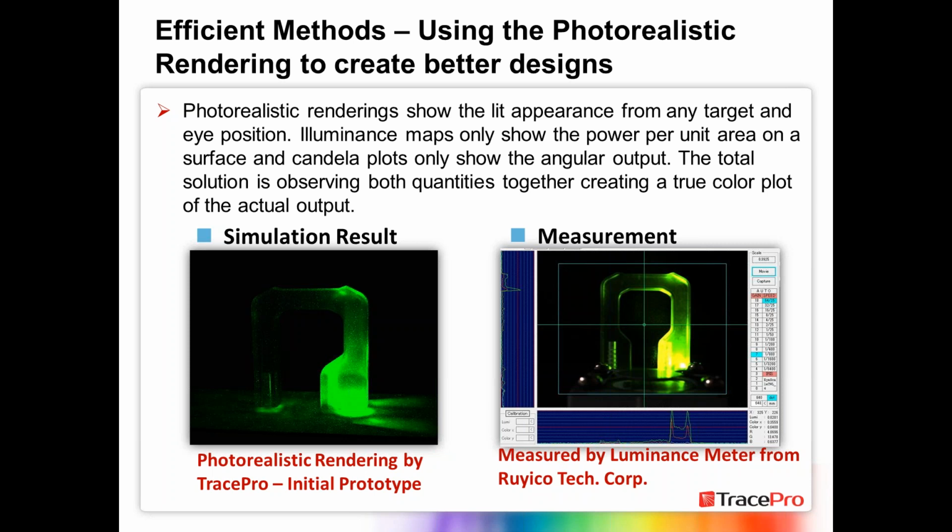There it is using a Ryoko luminance meter, and what was virtually prototyped was also prototyped using trial and error prototyping on the right-hand side. You can see the correlation, they look exactly the same. So if you want to see what the light pipe is going to look like before you build it, virtual prototype it, that's your left-hand simulation result. If you go and build it, that's your measurement on the right-hand side. So you can see there's a very good correlation here.